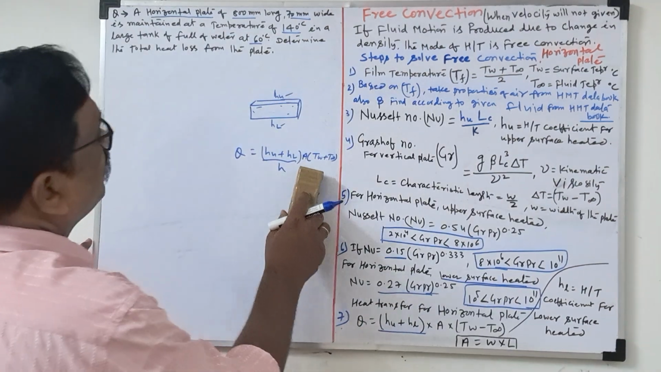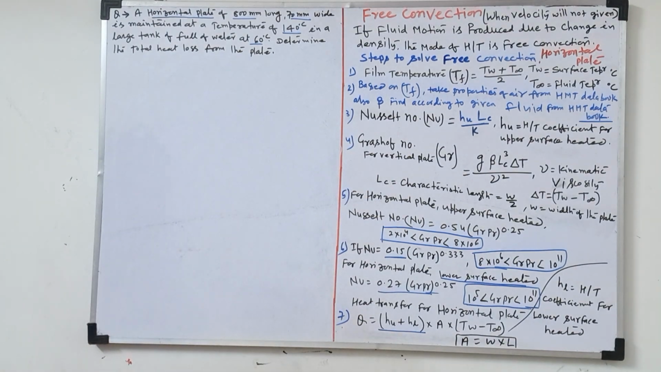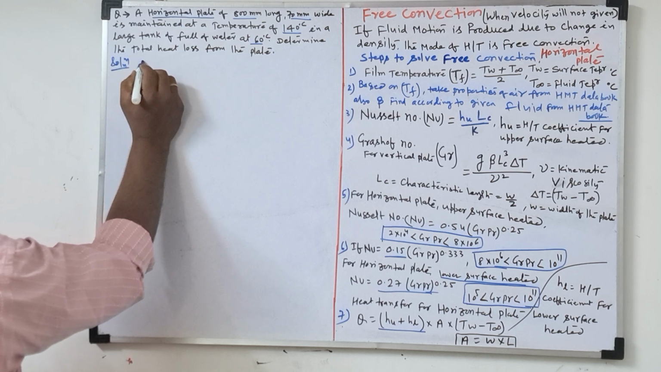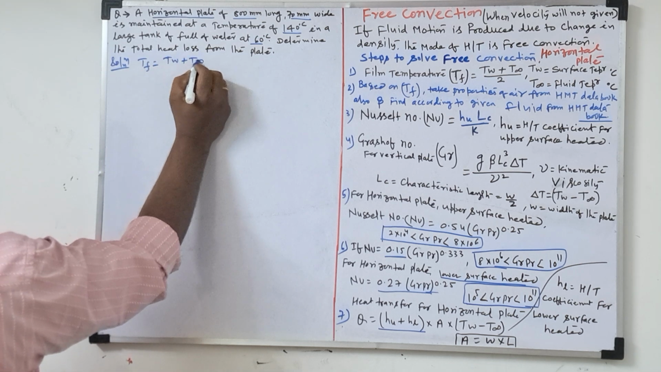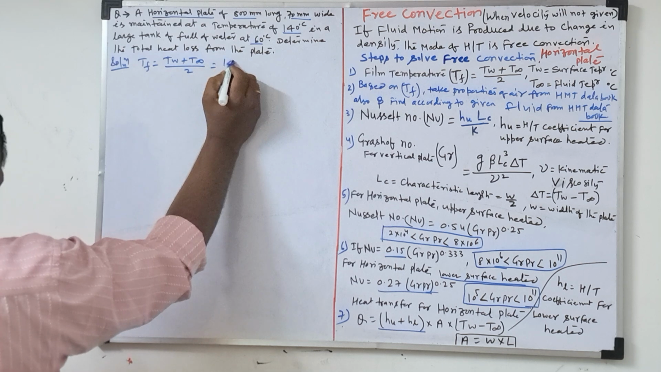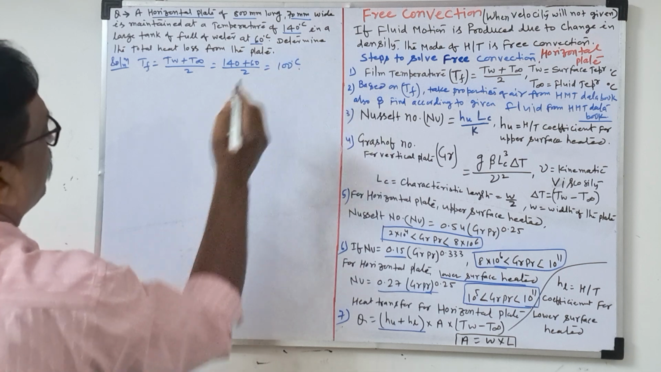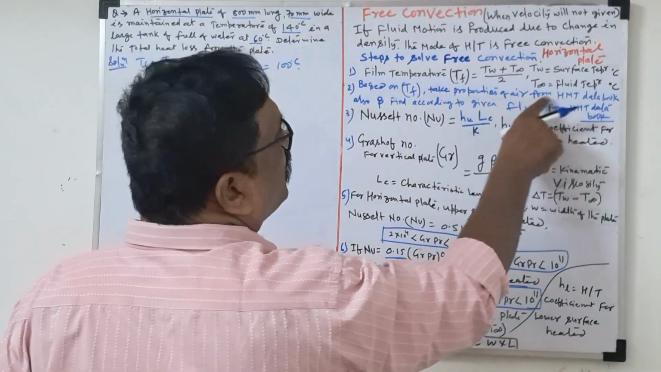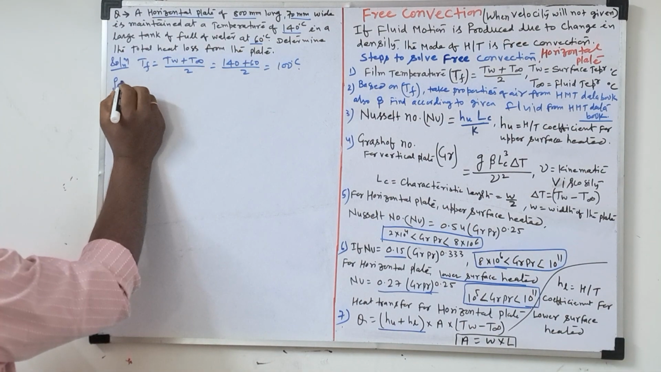So how to solve? Now you see, almost the steps will be the same, with little changes that you have to observe. Now look here, the solution. First, as usual, we find the film temperature, TF equals TW, the surface temperature, plus the fluid temperature, by 2. 140 plus 60 by 2 is 100 degrees Celsius. This is the film temperature. Based on the film temperature, we will see the properties from the HMT data book.